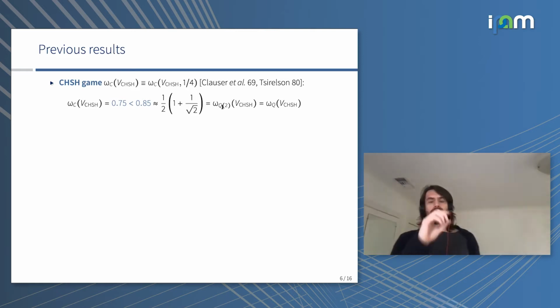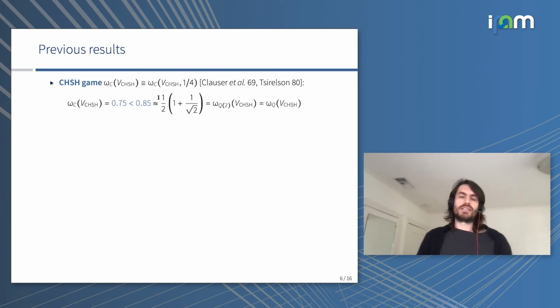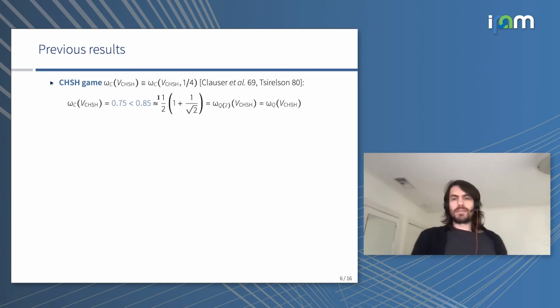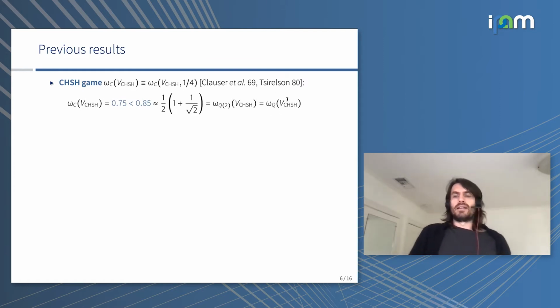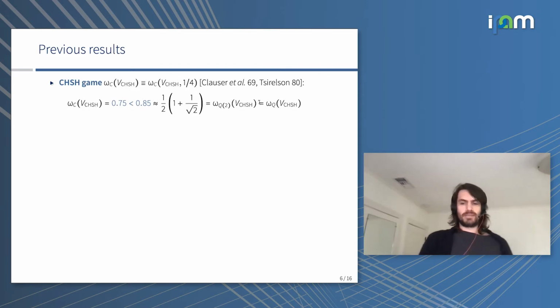So Alice only needs to use a 2-dimensional system, and Bob as well, and they can already achieve this value better than what is possible classically. And moreover, what Tsirelson showed is that increasing the quantum dimension actually doesn't help anymore. So this 2-qubit assisted value is already the unbounded quantum value.